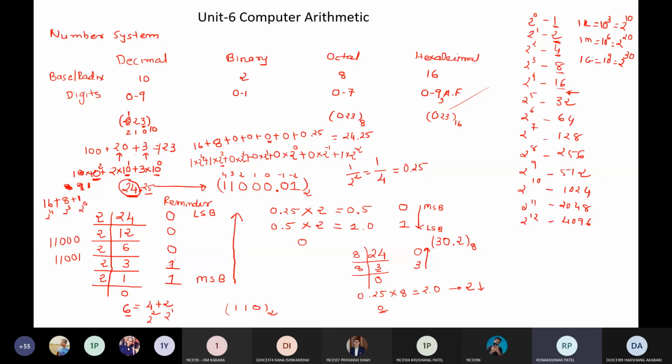When you are dealing with a fraction number, you need to multiply with that base. Here the base is binary, so 2, right. And for a whole number, our most significant bit is at the bottom, so we write the number from bottom to top. For a fraction value, the most significant bit is on top, so we write top to bottom, right. And I have also given you the generalized approach: how to convert decimal to any base R system, right.